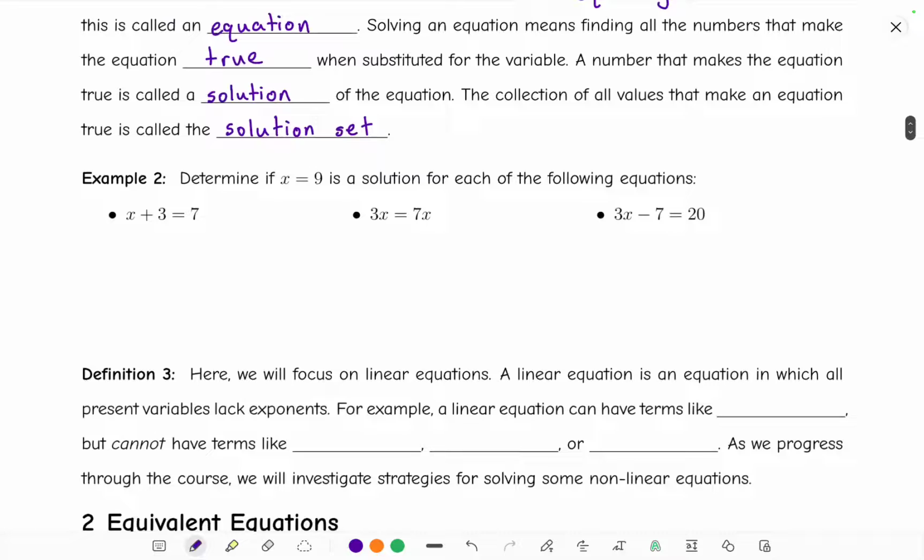Example 2. Determine if x equals 9 is a solution for each of the following equations. So to determine if a value is a solution, remember you need to substitute it in for the variable. So for this first one, 9 plus 3, does that equal 7? Well, no, it equals 12, not 7, so not a solution.